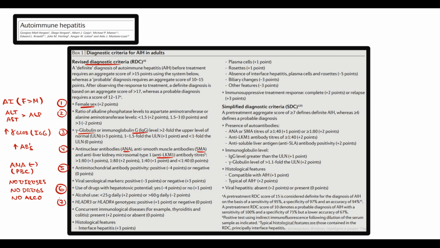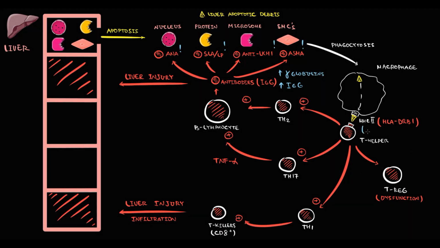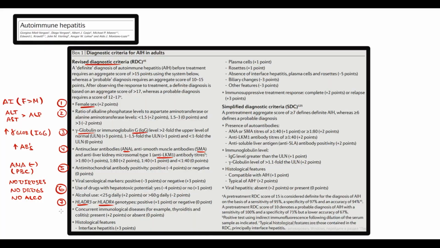The seventh criteria is a genetic predisposition. And genetic predisposition we can determine based on HLA genes. We know that people with HLA-DRB1 alleles are more predisposed to autoimmune hepatitis. The next criteria is the presence of other autoimmune disorders. Basically, we know that the presence of one autoimmune disorder greatly increases the chances for a second autoimmune pathology. So, for example, in a person with Graves' disease, the risk of autoimmune hepatitis is significantly higher.